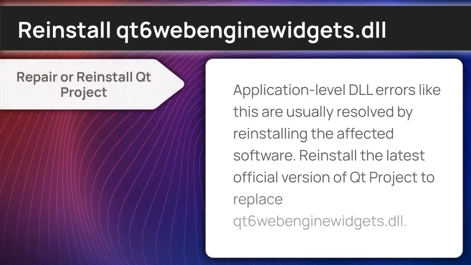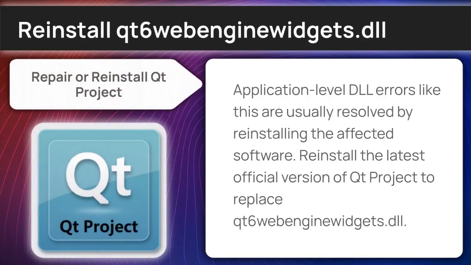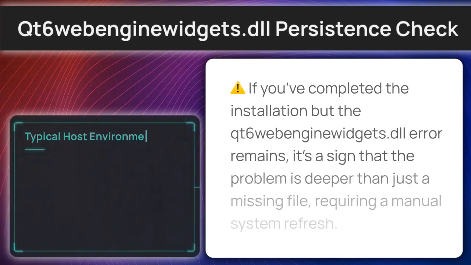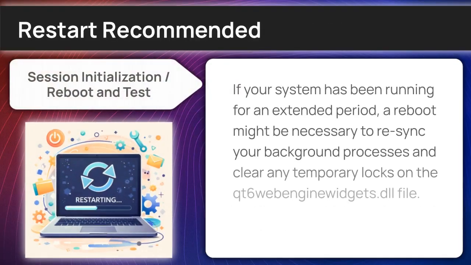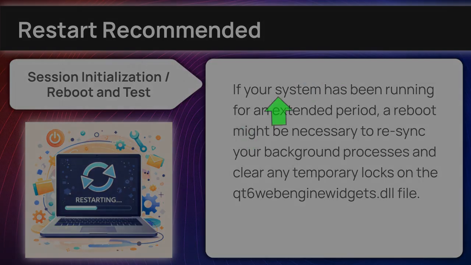Application-level DLL errors like this are usually resolved by reinstalling the affected software. Reinstall the latest official version of Qt project to replace qt6 Web Engine Widgets. If the error persists despite the new library files, we must verify if a simple synchronization conflict is preventing the file from loading. A quick reboot can determine if the error is transient. While it won't fix a deleted file, it can re-establish the connection between your software and the qt6 Web Engine Widgets file if the path was temporarily busy.